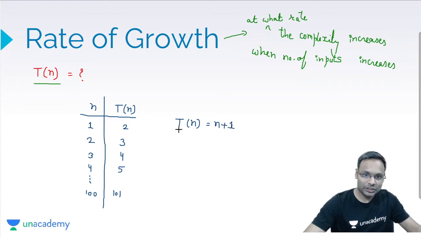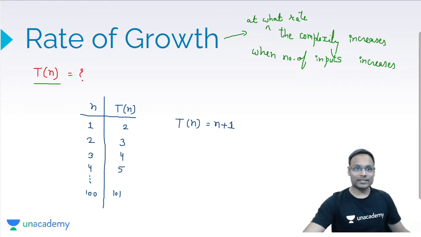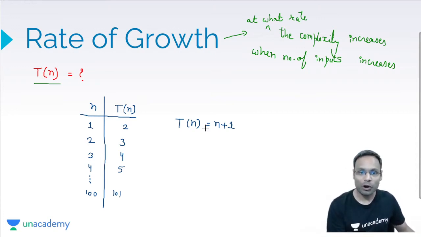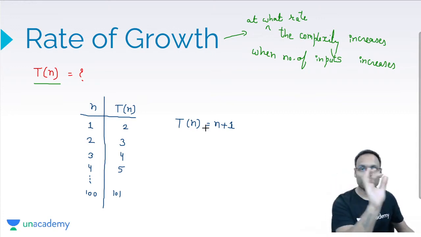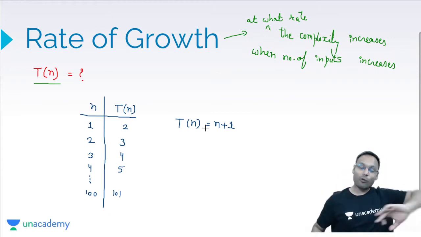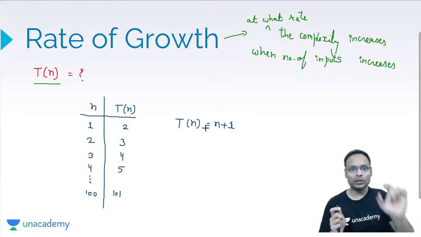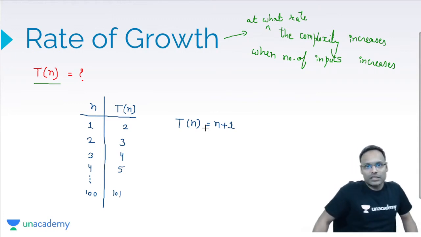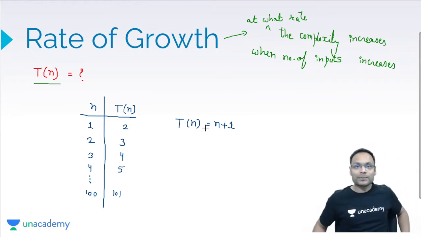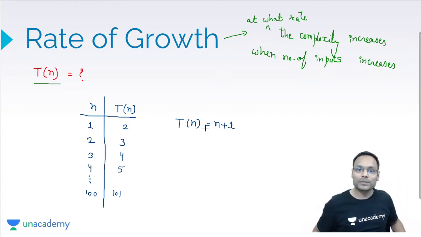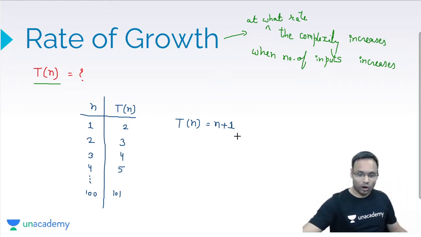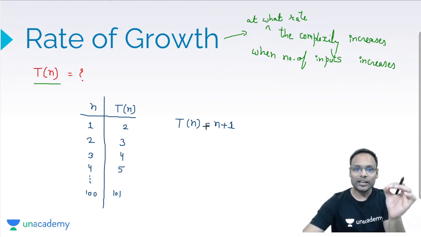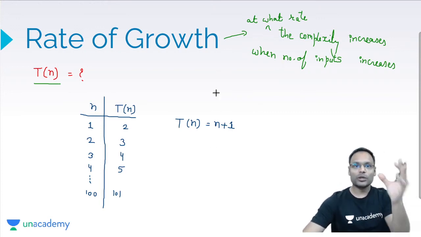So I have written a function: the time complexity, which is nothing but the number of steps or operations performed, is equal to the number of inputs plus 1 always. Now whatever input you give me, 1 input, then number of steps 2; 2 inputs, number of steps 3; if 4 inputs, number of steps 5; if 5 inputs, number of steps 6. This is called rate of growth, and this rate of growth we are going to use to give the complexity.